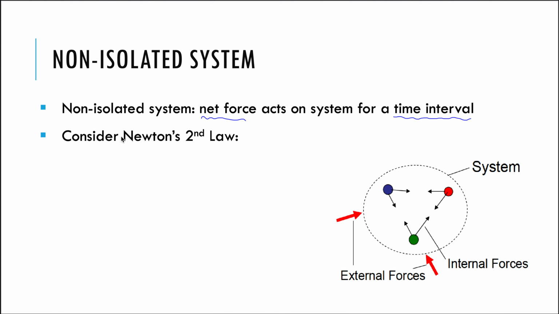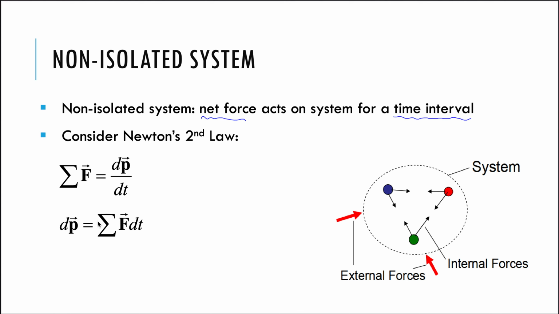Let's consider Newton's second law. We just learned in a previous video that Newton's second law could be rewritten as the net force equals the time derivative of the momentum. Well, what we can do now is rearrange this equation, just move the dt with the force and have the dp by itself. So dp equals the net force times dt.